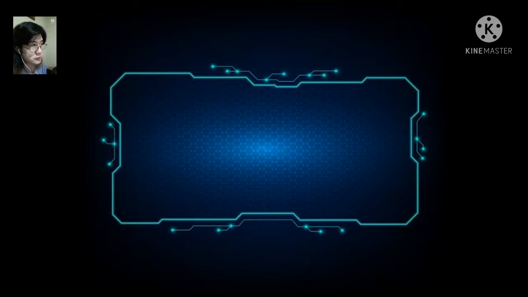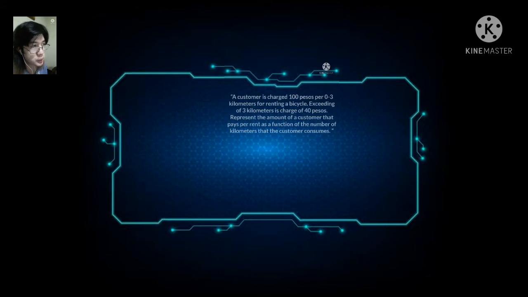So, here's the example. A customer is charged 100 pesos per 0 to 3 kilometers for renting a bicycle. Exceeding 3 kilometers is charged 40 pesos. Represent the amount a customer pays per rent as a function of the number of kilometers that the customer consumes.